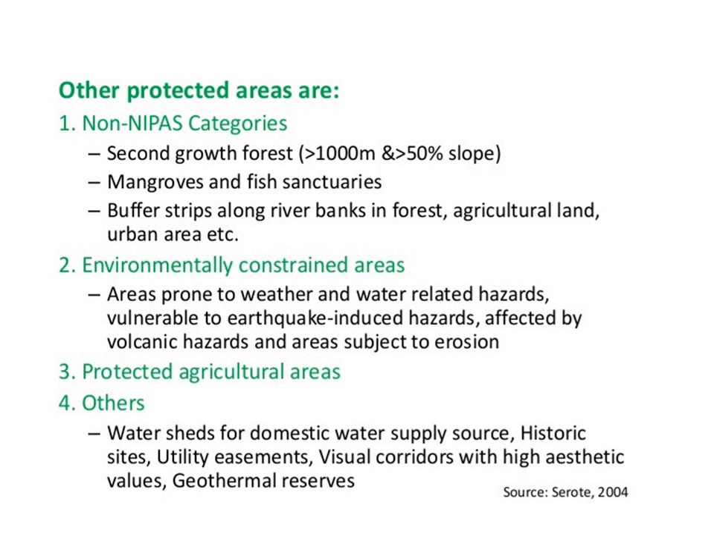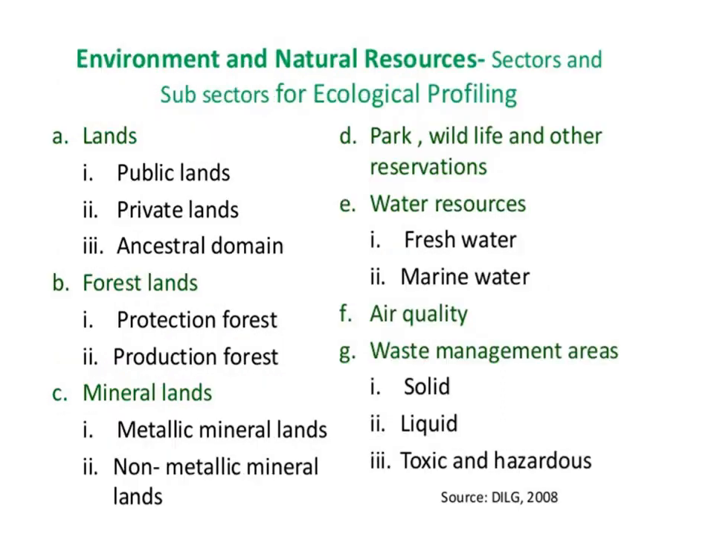Then the next category is protected agriculture areas, and others include watersheds for domestic water supply, historic sites, utility easements, visual corridors with high aesthetic values, and geothermal reserves, which come under other protected areas.